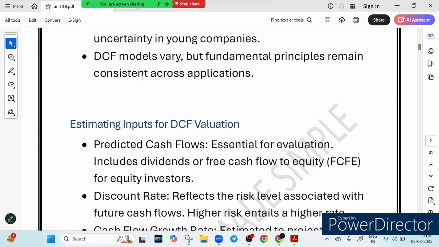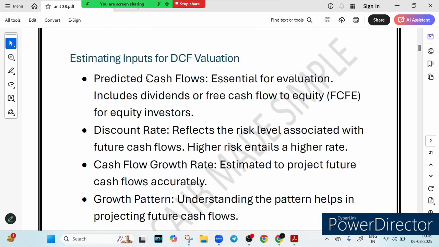So now let's move forward and discuss estimating inputs for DCF valuation. Friends, in the last slide we cracked the basics of DCF. Now let's go into the key ingredients that make DCF work. Think of this like cooking your favorite dish. You need the right ingredients in the right proportion to get the perfect flavor, right? That is how we are going to discuss it.